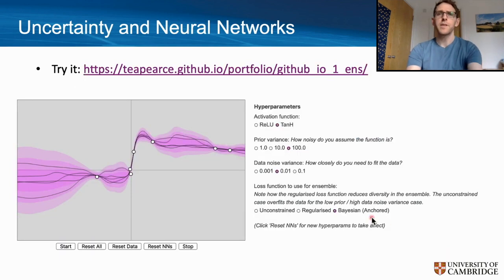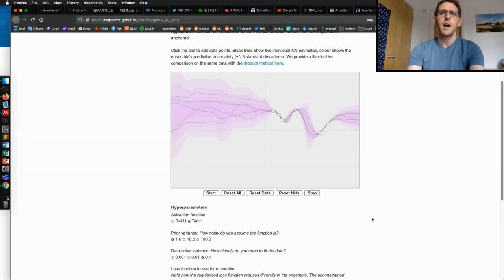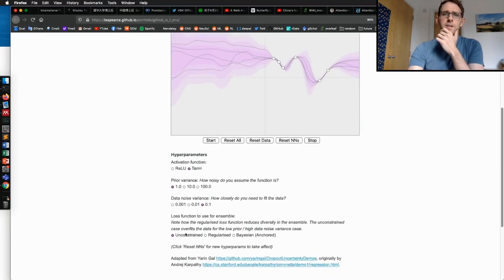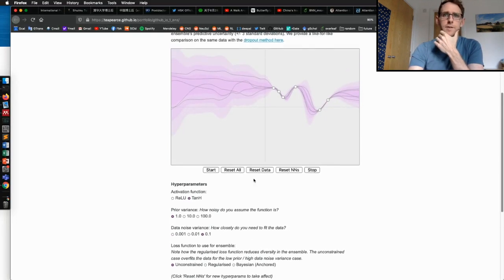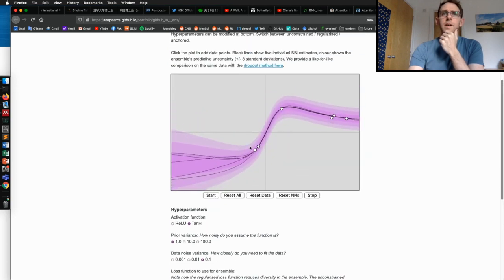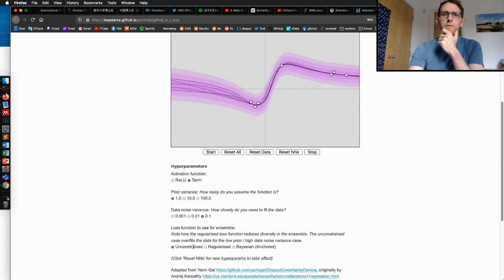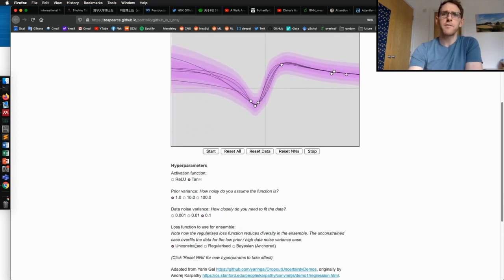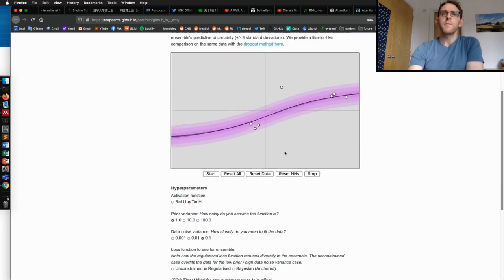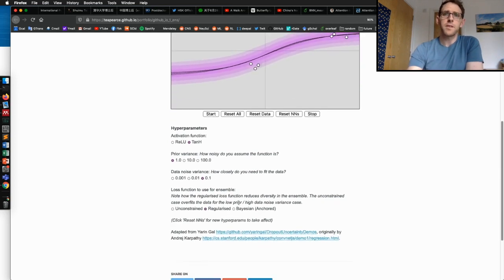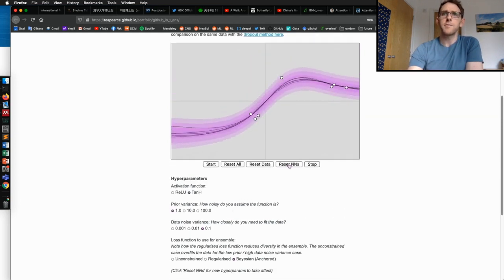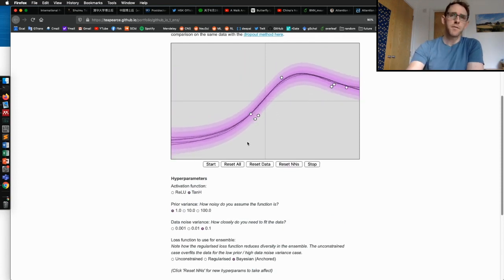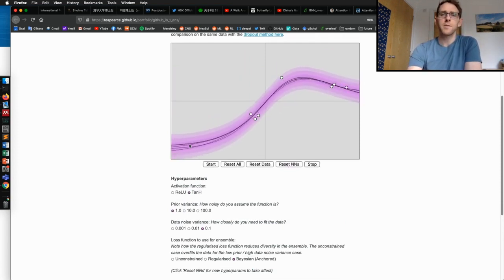You don't have to take my word for this. So we've put a demonstration online where you can actually choose between the different loss functions and try for yourself. At the moment we've got the unconstrained loss function, and you find that you get this overfitting behavior. If you switch to a regularized neural network, you kill off all the diversity in the ensemble. Or if you choose the Bayesian estimate, you still have the effect of the prior, but you also keep some of the variance outside of the data.